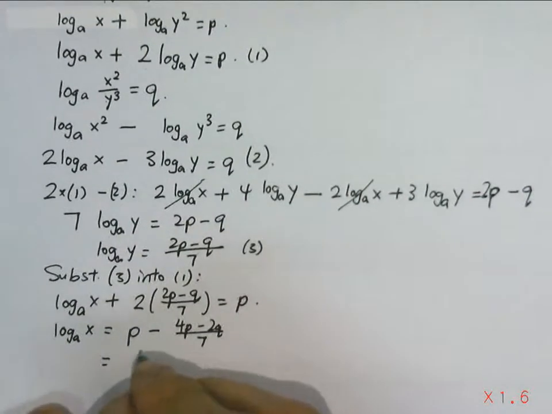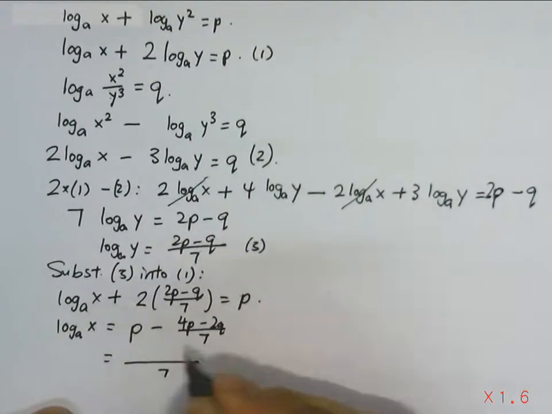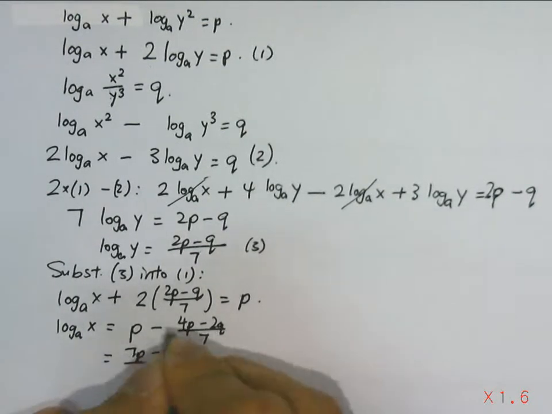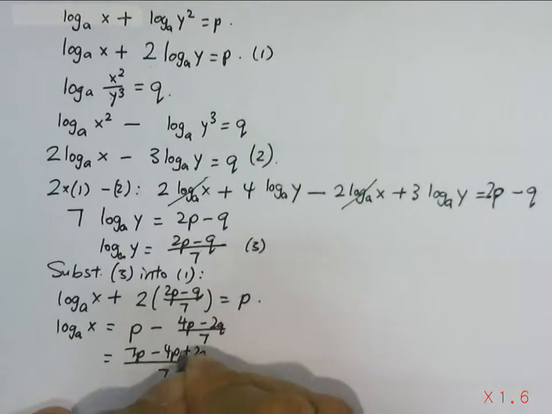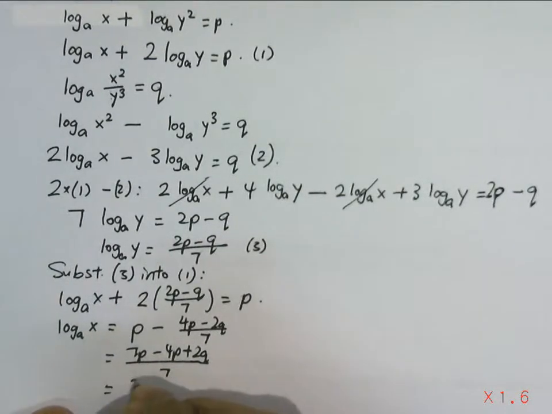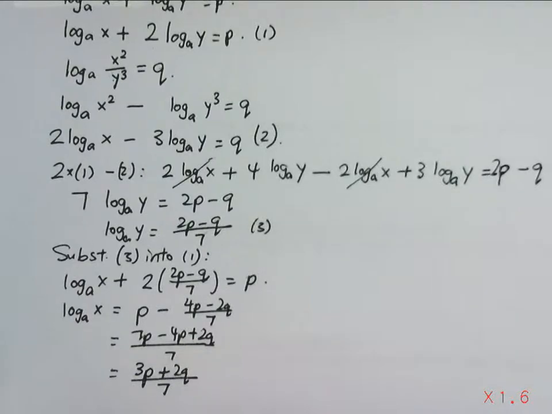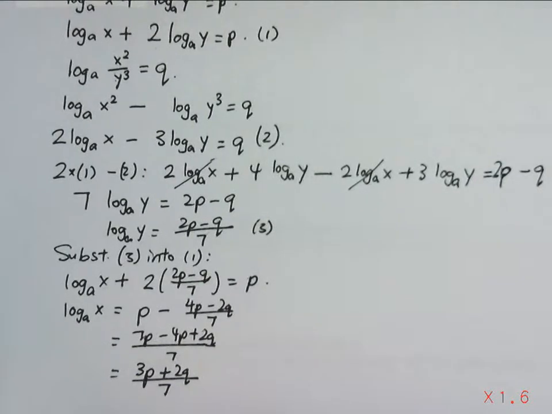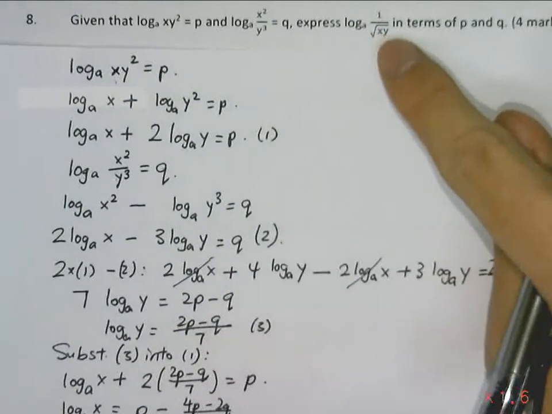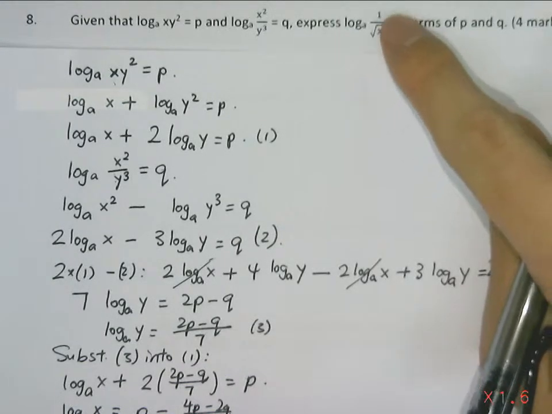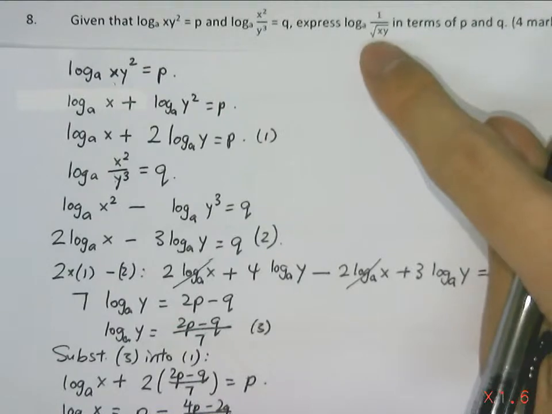Now be careful when you combine the fraction. So it will be 7p minus 4p plus 2q. We will have this in the end, 3p plus 2q over 7. So following the question wants this term, so we copy down log 1 over square root xy base a.